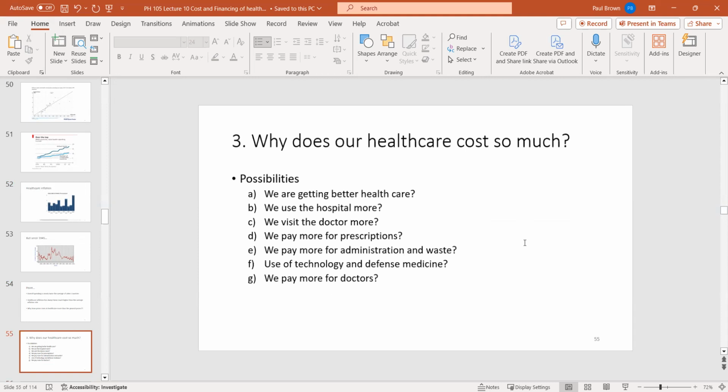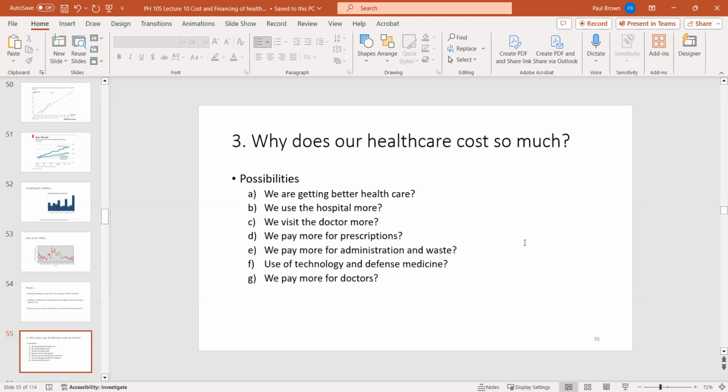So, all right, why does our healthcare cost so much? We'll go through some different possibilities. One could be that we're getting better healthcare, in which case, not really a problem. If we have the best healthcare in the world and we're paying for it, then not really an issue. It could also be that we just use the hospital more.